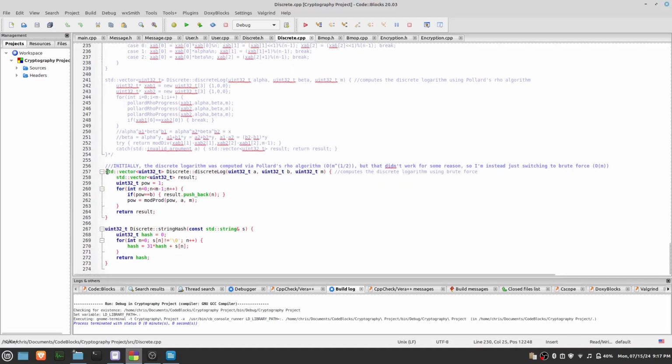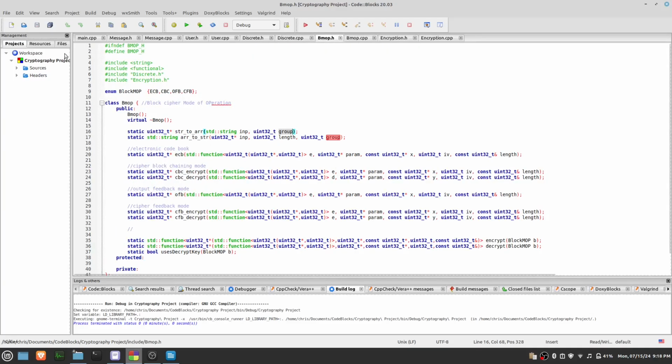We have the discrete logarithm, which again I said was done through brute force, which makes it very slow. You'll see that in a bit. And then we have string hash, which, what is that? That's right. That's when you're taking the signature, you have to hash the string. And I literally just decided to use Java's hash code function, where you multiply by 31, add the next character, etc.